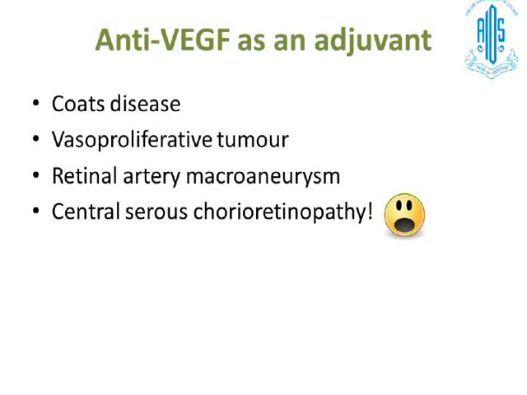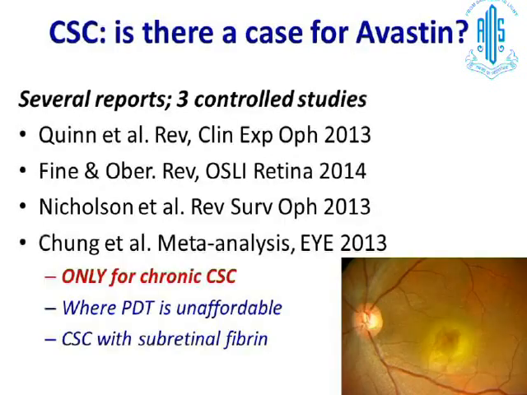Now let's come to the more shady areas. It has been reported, and I agree, that it can be used in diseases like Coats disease, vasoproliferative tumor, retinal artery macroaneurysm, and what I'm talking about, central serous chorioretinopathy. As far as CSCR is concerned, my stand on Avastin has changed from absolute contempt to cautious acceptance. There have been several reports and at least 3 controlled trials which say something about the validity of Avastin in central serous chorioretinopathy.